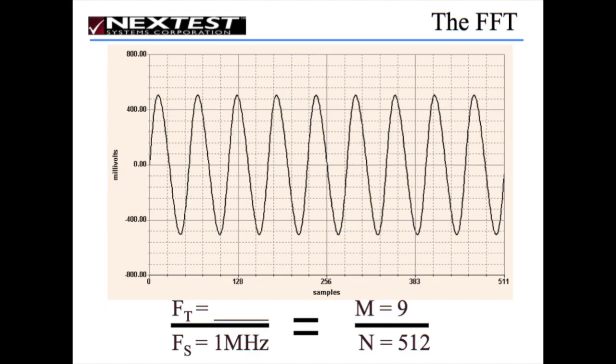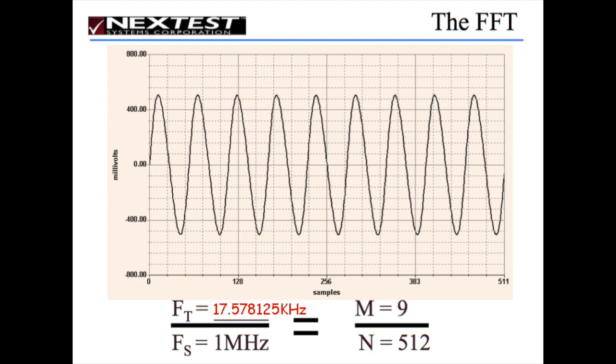We're going to pump M up to 9. So M goes up to 9. There's 9 cycles here. 1, 2, 3, 4, 5, 6, 7, 8, 9. And so 1 megahertz times 9 divided by 512. Let's do the math. Get your calculator. Come on, do it. 17.578125 kilohertz. So that's the frequency.